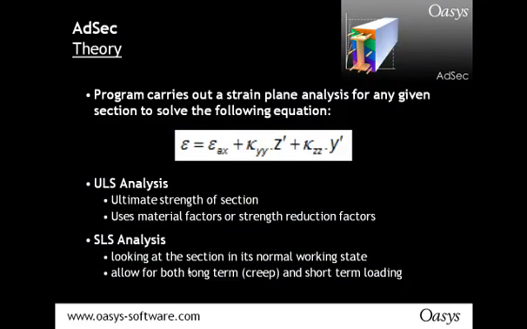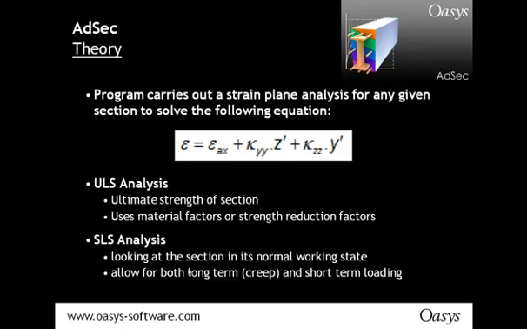How does AdSec work? What's the theory behind it? Well, the program carries out a strain plane analysis for any given section to solve the following strain equation. So it looks at a plane and it calculates the strain for it, basically, and it solves the strain equation. For the ultimate limit state analysis, AdSec gives you the ultimate strength of the section, and it uses material factors or strength reduction factors from various codes such as EC2, for example.